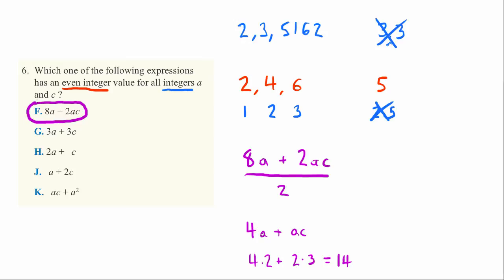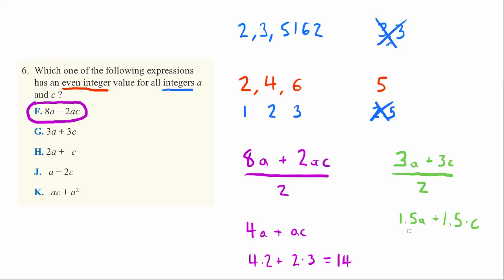But before we move on, let's just show why these other answers are not correct, again by dividing by 2. So let's take G. We have 3a plus 3c, and here we're going to try to determine if it's even by dividing by 2. Well, 3a divided by 2 is 1.5a, and 3c divided by 2 is 1.5 times c. And now we can figure out values of a and c that are whole numbers that still result in an uneven result.